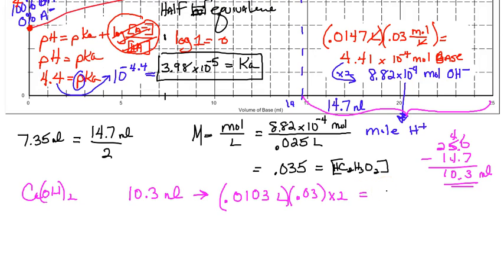So case in point, 0.0103 liters times the molarity, which is 0.03, gives me moles equal to 3.09 times 10 to the negative 4. All right, now remember this is liters and this was mole over liter. That's why the liters cancel. Okay, great. So I added that many moles.